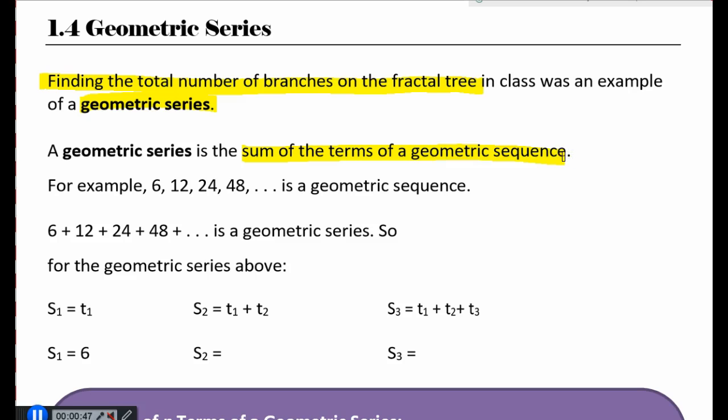Okay, so it's the sum of the terms of the geometric sequence. It's a better way of thinking about it. For example, if we look at 6, 12, 24, 48, ... as an infinite geometric sequence, then 6, 12, 24, and 48, when they're being added, is the geometric series.